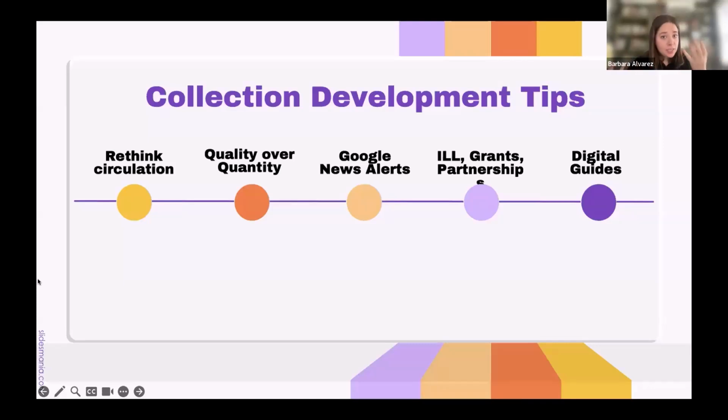Now, if budgeting is really an issue in terms of adding to the collection, I really encourage you to think about how you can use digital guides. I have seen many libraries create LibGuides and resource guides, both public and academic, about sexual and reproductive health. I saw several libraries do this after Roe v. Wade was overturned 2 years ago, where they provided a list of books as well as news and resources. And I'm going to share a few of those with you.